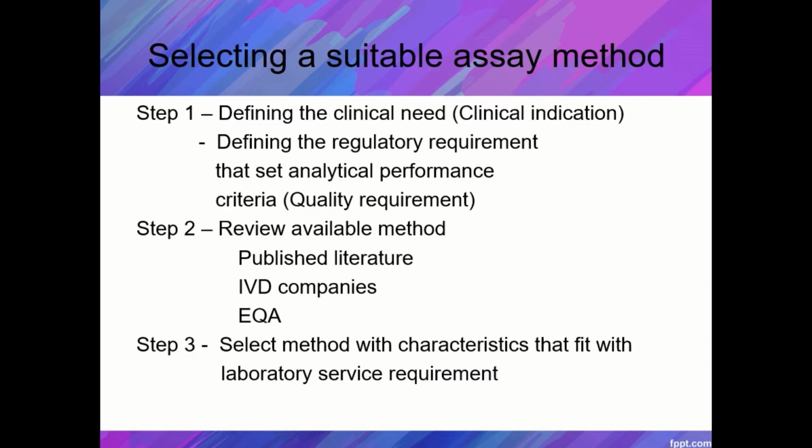Step 1 consists of defining the clinical need or clinical indication. Why do you want to do the test? Defining the regulatory requirement that sets analytical performance criteria, or the short name, we call it quality requirement. And step 2, we need to review the available methods outside, whether from the published literature, the in vitro diagnostic companies, or from the EQA. And step 3, we need to select the method with characteristics that fit the laboratory service requirement.